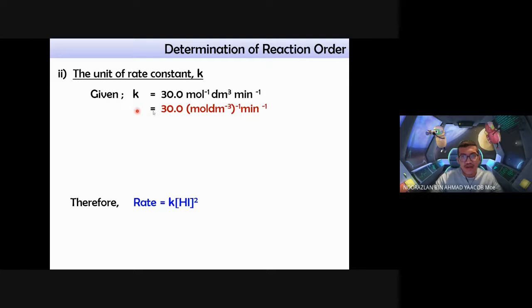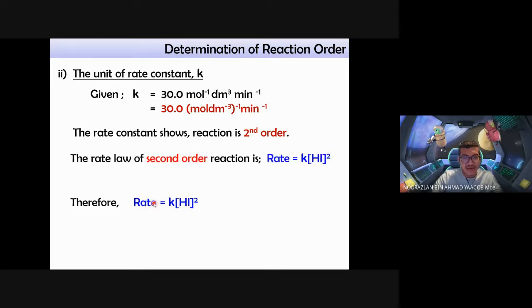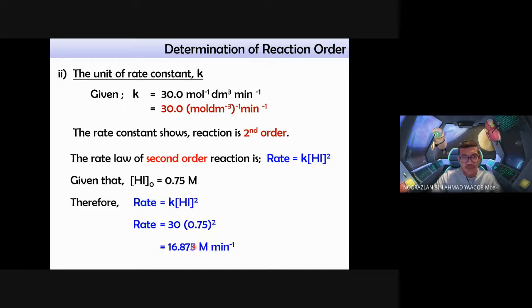Per molar per minute. So this is the solution. So the rate constant shows that the reaction is second order. So we know rate equals K [HI] squared. And we knew the unit of K, we know the amount of K, we know the concentration. So we can find the rate. The question asks for the rate. So it gives 0.75, just put in the value. And we will get the rate of reaction equals 16.875 molar per minute. This is the unit for rate. Molar per minute. Okay.